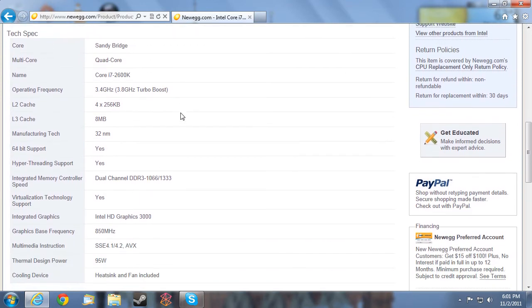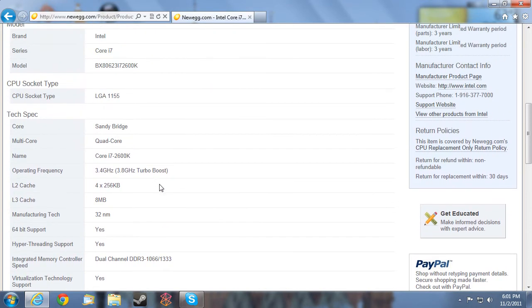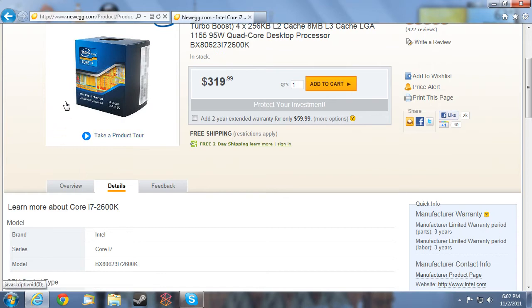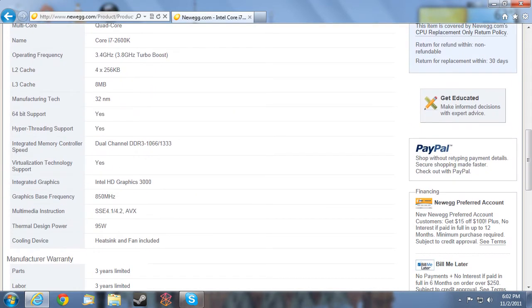With the Sandy Bridge processors, some of those processors have integrated graphics. This is telling you that it says Intel's HD Graphics 3000 built in. If you are buying this processor, you are probably going to be buying a dedicated GPU, so you may never use the integrated graphics. However, they do make a nice backup in case your graphics card were to die on you. You can always revert back to the integrated graphics. Graphics-based frequencies, once again related to the integrated graphics.